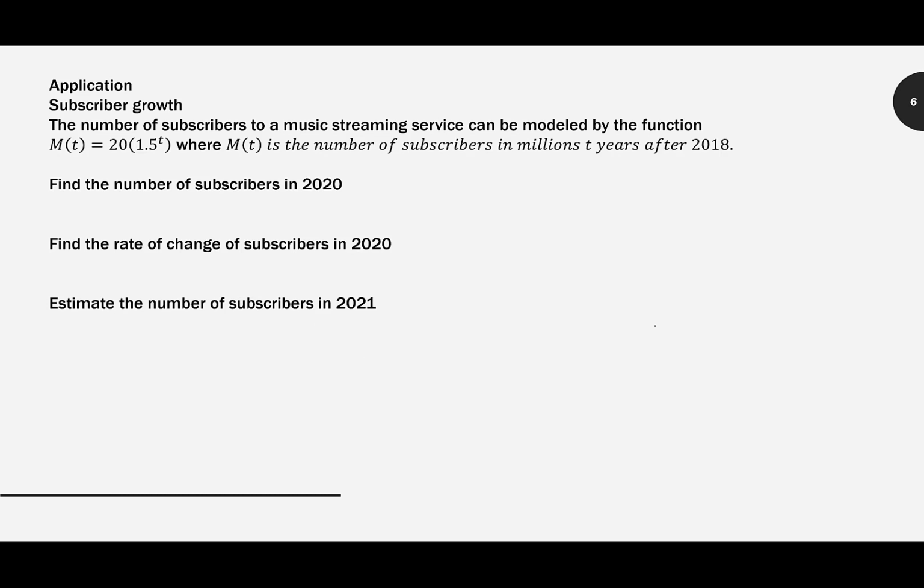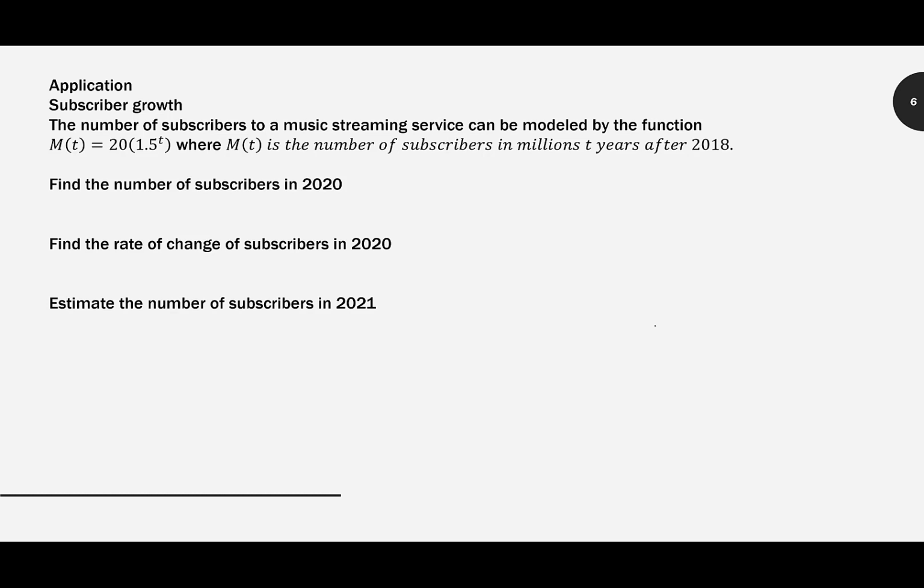Let's look at some application and why we would want to know the derivative of an exponential function. So start with, the number of subscribers to a music streaming service can be modeled by the function m of t equals 20 times 1.5 to the t, where m of t is the number of subscribers in millions t years after 2018.